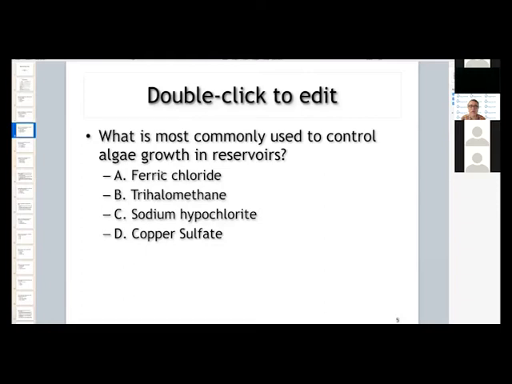D, copper sulfate, is a chemical compound that is used to control algae growth in reservoirs. The best time to do this is at the beginning of the algae growth before it gets too much to handle. So actually right now would be a good time to look into treating reservoirs with copper sulfate.